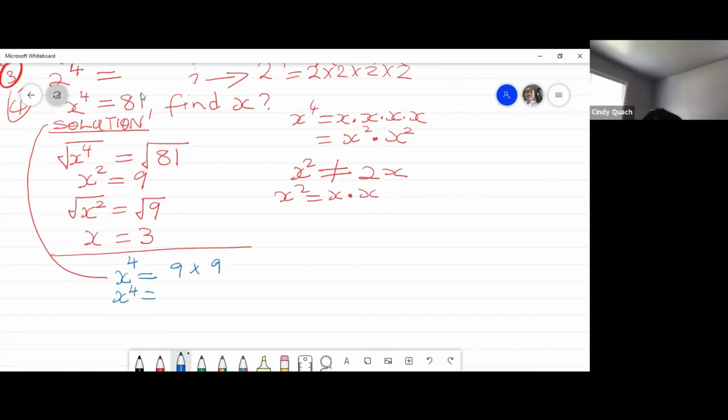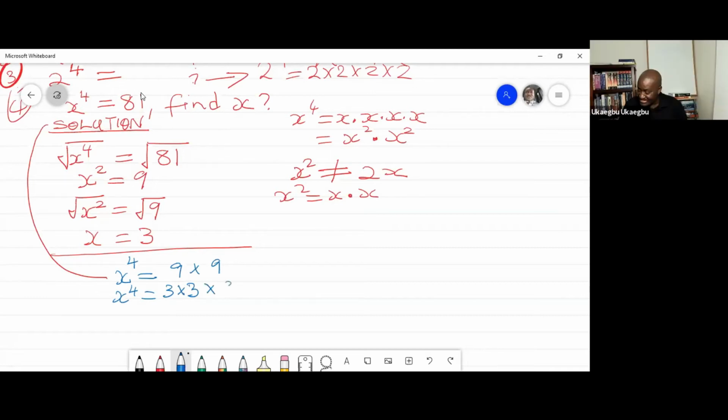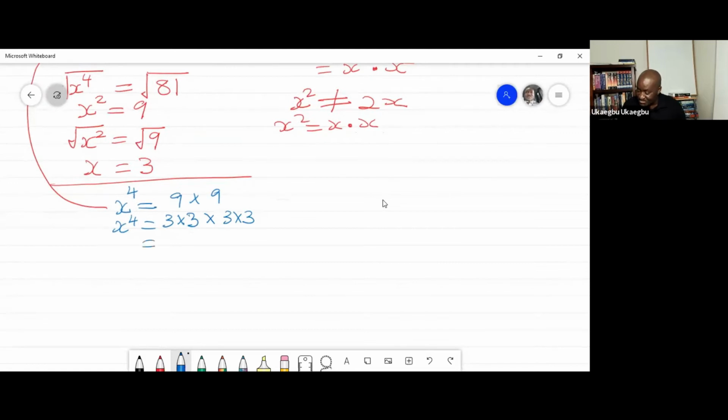On the other hand, how about 9? Can we break down 9 in terms of factors? Yes. 6 times 3? 3 times 6 is 18, not 9. Oh wait, 3 times 3 is 9. So 9 multiplied by another 9 is 3 times 3 multiplied by 3 times 3. So in the real sense, 81 can also be written as 3 raised to power 4, and that's x raised to power 4 on the left side.